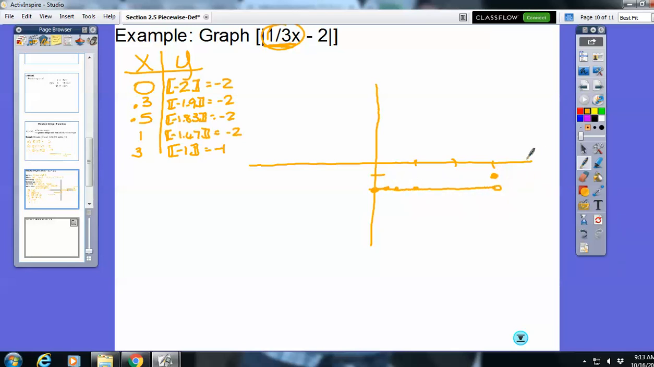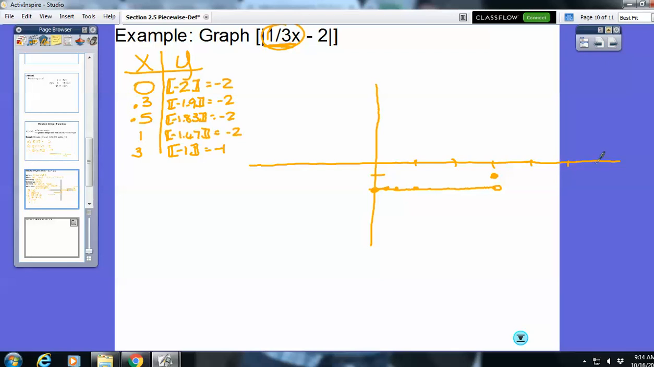So I can see each step here is 3 units long, and then you jump up 1. You want a minimum of 3 complete steps on your graph, and then you can just put the dot, dot, dot to show me it continues. All the steps are going to look exactly the same. It'll always be closed on the left, open on the right.